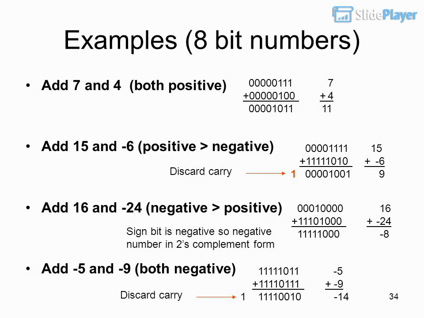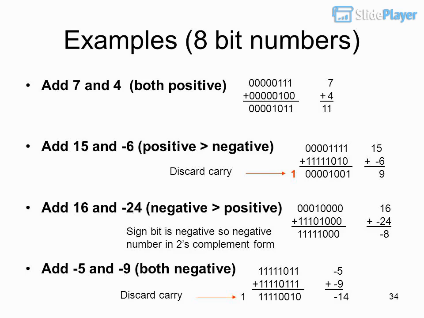Examples with 8-bit numbers. Add 7 and 4, both positive. Add 15 and minus 6, positive greater than negative. Add 16 and minus 24, negative greater than positive. Add minus 5 and minus 9, both negative.